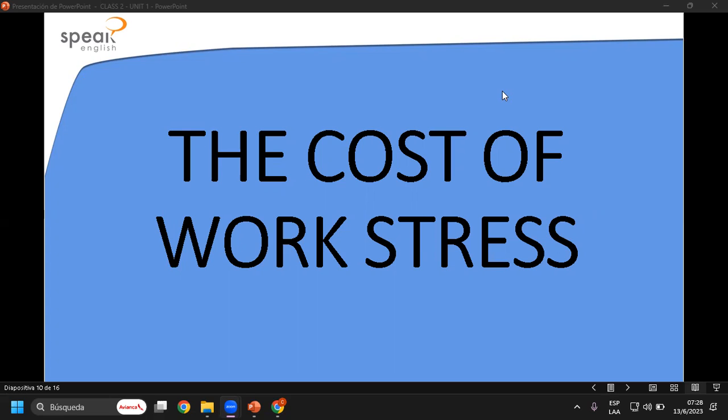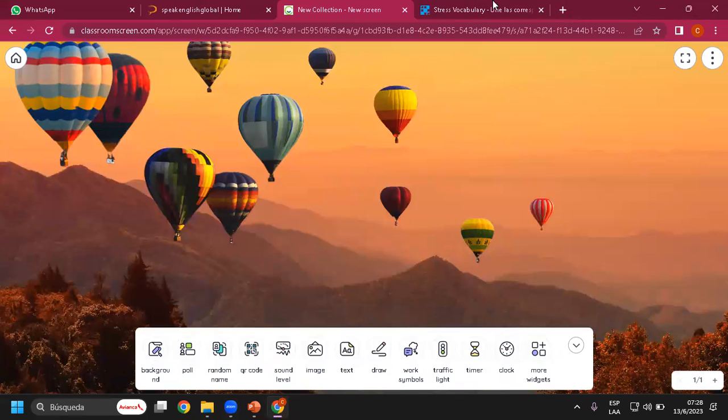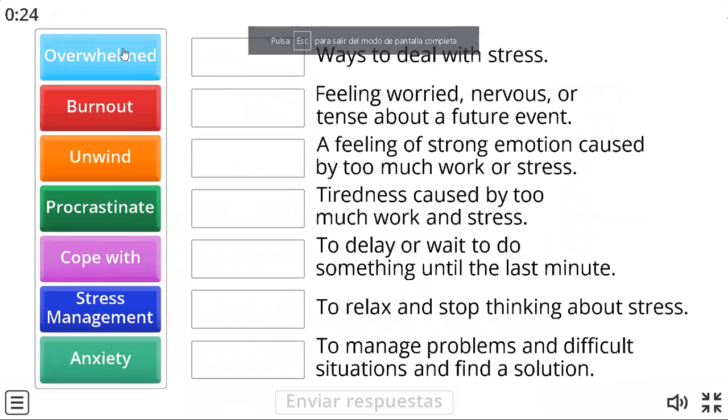Have you ever felt stress in your life? Always. Oh my goodness. All right, so let's find out some vocabulary about stress and then we are going to comment about it. So I have some words here. Let's match the definitions with these words. Some of these words are very common. I'm pretty sure that you already know them. So what do you think?